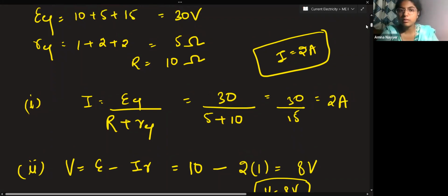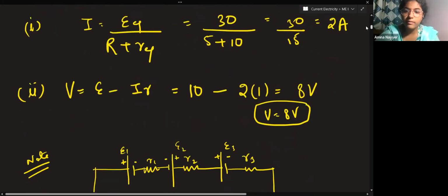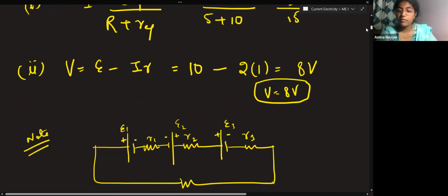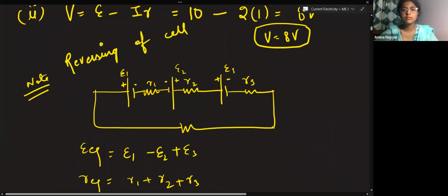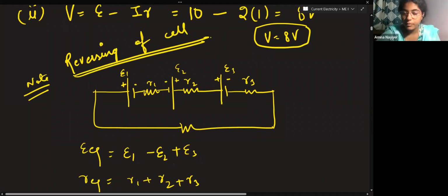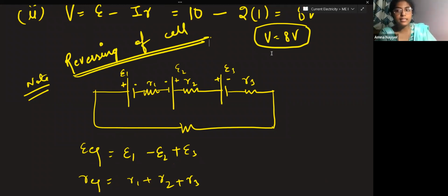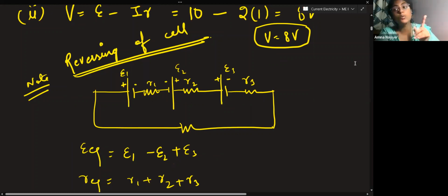Terminal potential difference. So this was a very small portion left. One more thing. For example, if I reverse one cell, this is known as reversing of cell. This is known as reversing of cell. Right now, just understand what is meant by reversing, because you have to identify whether a cell has been reversed or not.